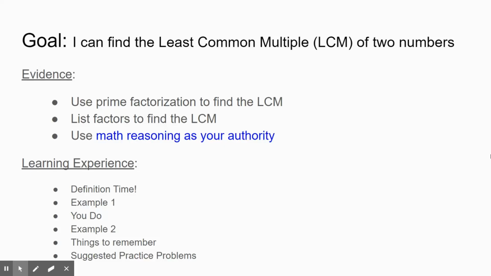We're going to find the least common multiple, or LCM as I'm going to probably call it, of two numbers. To do this, we're going to need to make sure that we know how to use prime factorization. So if you haven't watched the video for that or studied that, please make sure you do that first, because that's going to be one of the main things that we use for one of our methods.